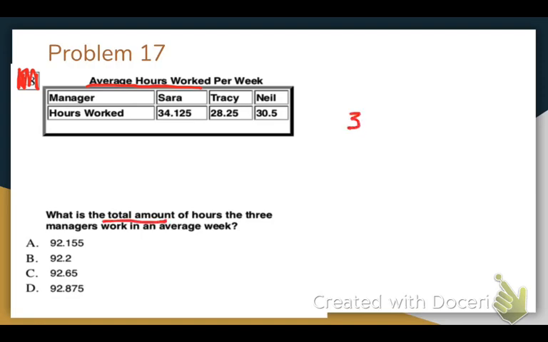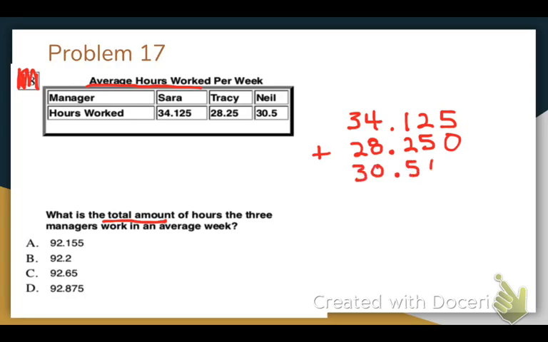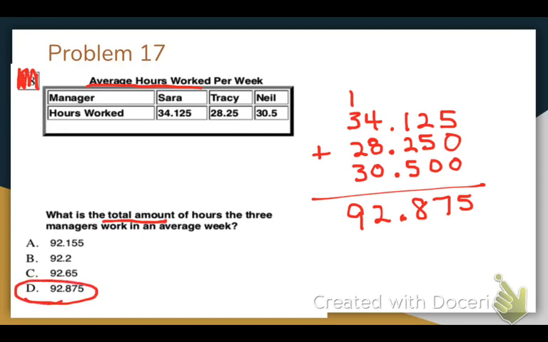So I'm going to line up all the decimals. So 125, and this is 28, lining up my decimal, 25 and a 0, and 30.5, and then I can add zeros here. 5 plus 0 plus 0 is 5, 2 plus 5 plus 0 is 7, 1 plus 2 plus 5 is 8. Decimal point. 4 plus 8 plus 0 is 12. 1 plus 3 is 4, plus 2 is 6, 6 plus 3 is 9. So 92875, that's answer choice D.